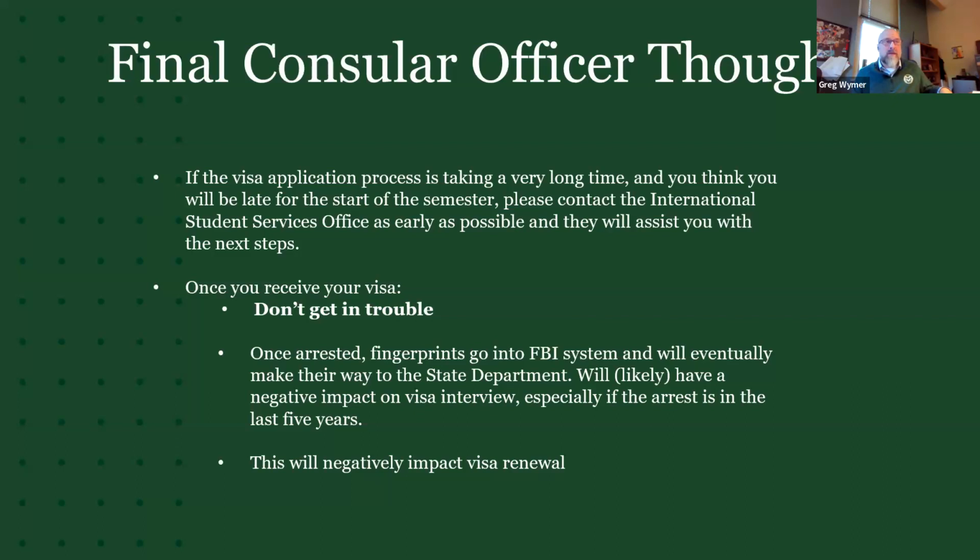It goes without saying, but one thing that students tend to get in trouble with here in the United States is either alcohol or marijuana. Okay, we have a drinking age in the United States of 21. So if you're under the age of 21 and you actually get a minor in possession, or maybe you drink too much and you get pulled over for a DUI, we've had students' visas revoked based on driving under the influence.